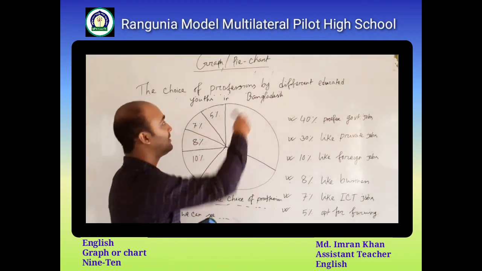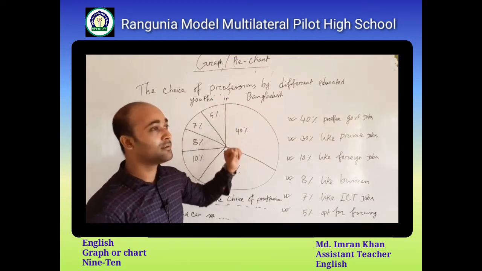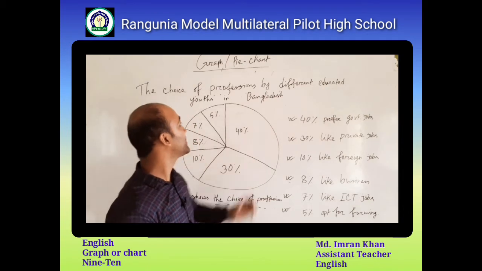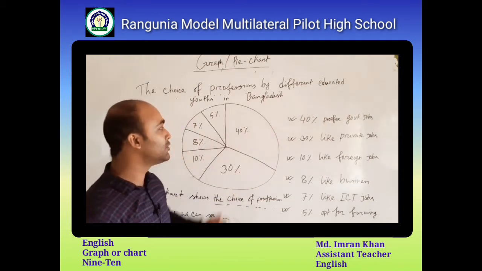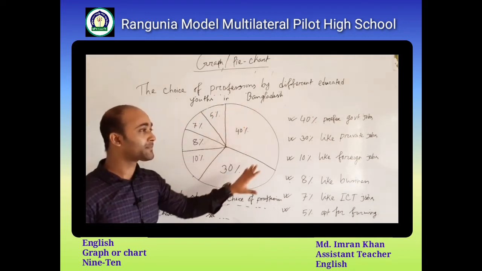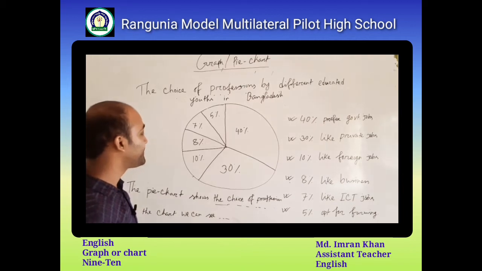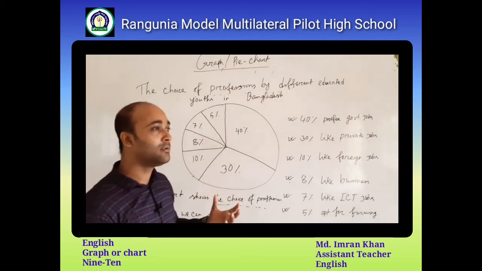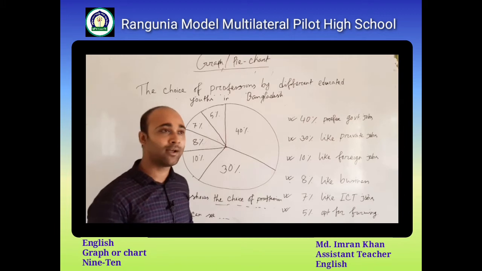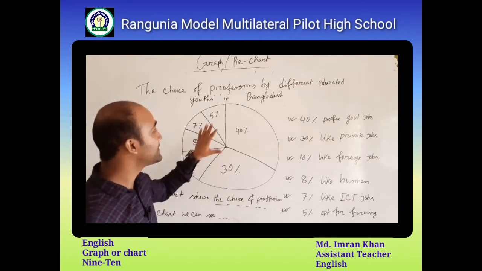Today we are going to discuss a very common topic, and it actually came in your board question in 2019: the choice of profession by different educated youths in Bangladesh. So on the board you can see there is a pie chart. In the pie chart there are some descriptions or hints, some instruction for you, and you have to write based on the instructions. Elaborately, you have to highlight or compare the basic points. So what have you seen in the pie chart?